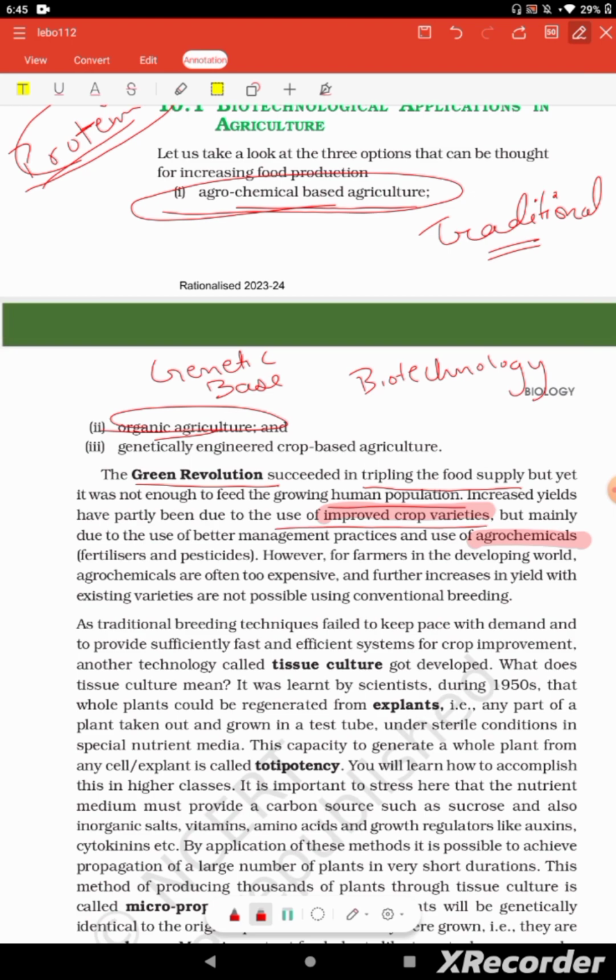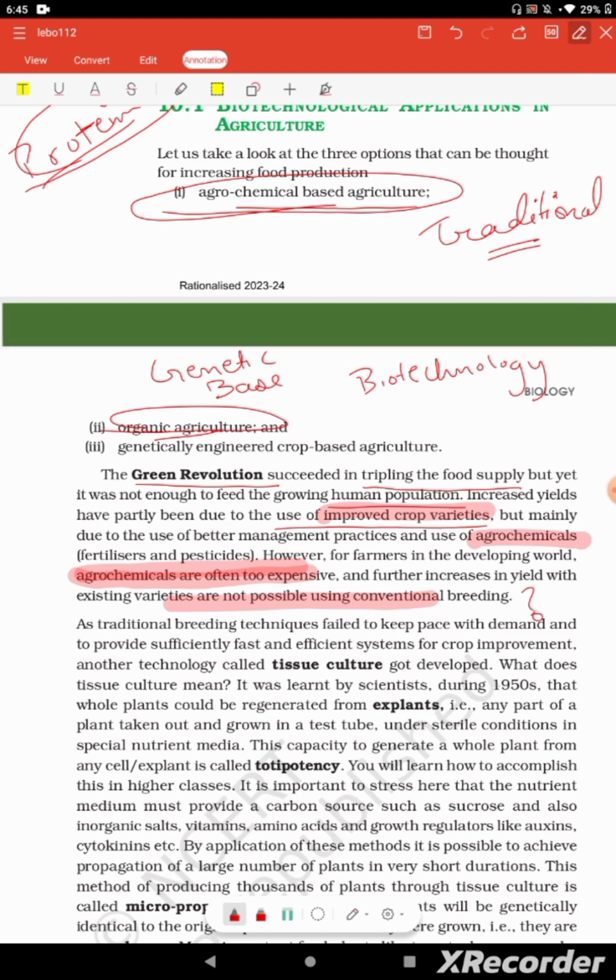However, for farmers in the developing world, agrochemicals are often too expensive. Yes, it is correct. Agrochemicals are expensive. They are synthesized in industries at a larger scale. Further increase in the yield with existing varieties is not possible. That is another difficulty in today's scenario.